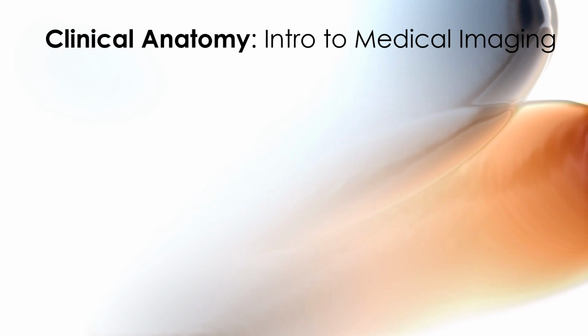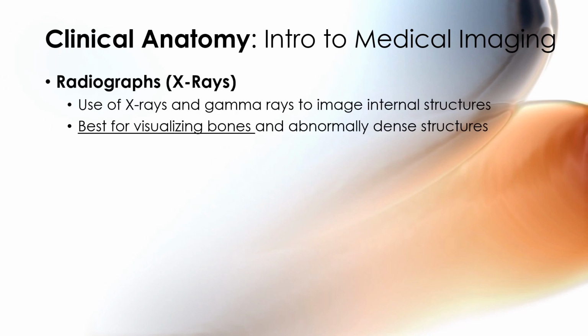So now we're going to wrap up the end of this lecture with talking a little bit about clinical anatomy. So clinical anatomy, we're really going to talk about some of the different imaging modalities. Okay, so how can we take pictures of our internal structures? So the most common one that you're probably very familiar with, you may have broken an arm when you were a kid and went in for a radiograph. Same thing as an X-ray.